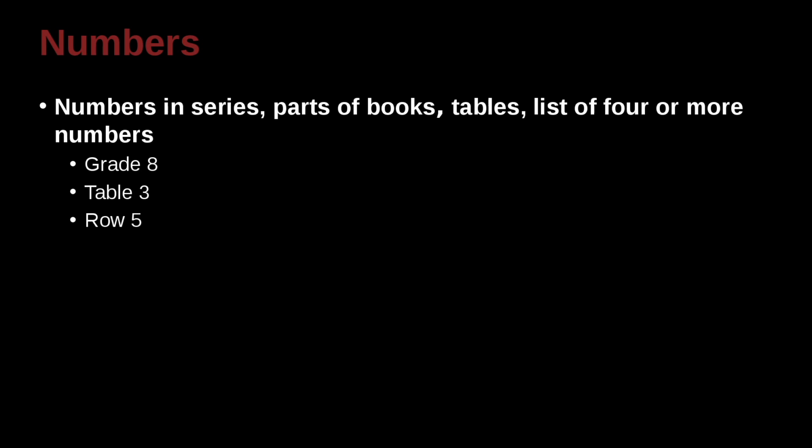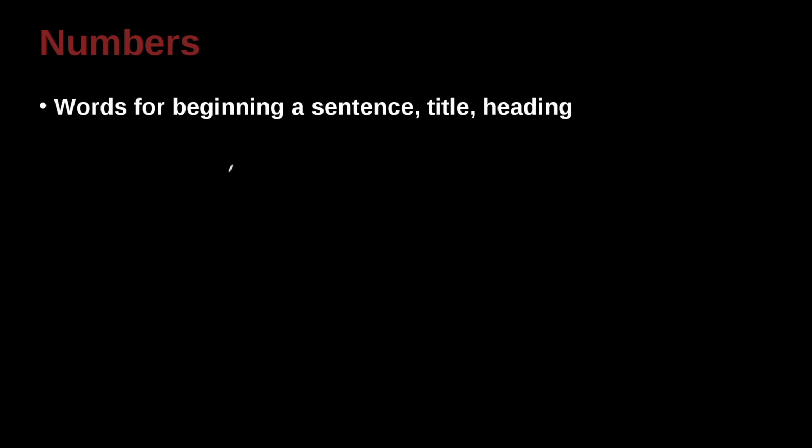Numbers in series, parts of books, tables, list. Tables list of 4 or more numbers. So for example, grade 8, table 3, row 5. These are examples of being parts of something bigger. So in that case, if it's a series, a list, or part of something bigger, then you use the number, even though it's smaller than 10.